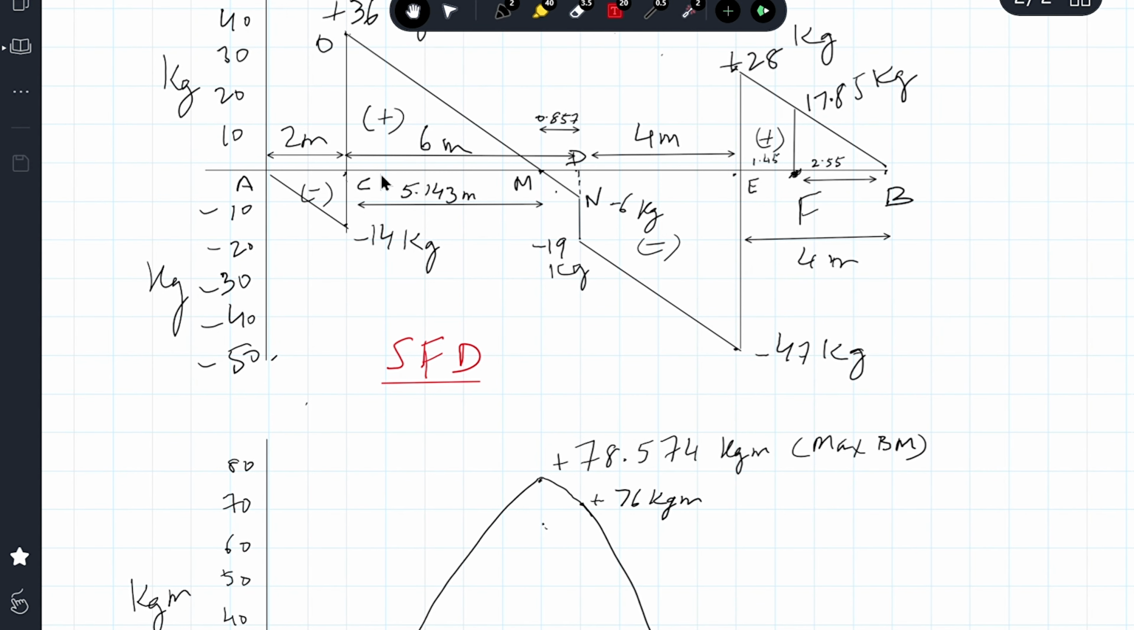We got this distance CM. We have calculated 5.143. So I have BM up to C. I need the algebraic sum of all the bending moments to the left of point M. Now I have got this minus 14, which is up to point C. Now between C and M, this triangle OCM, we can calculate again half base into height. Base CM is 5.143, height is 36.